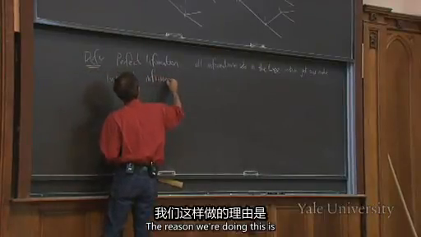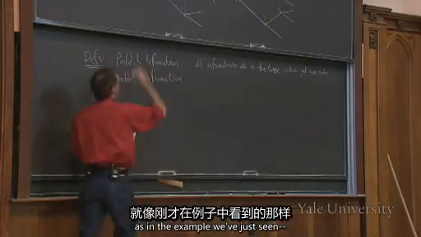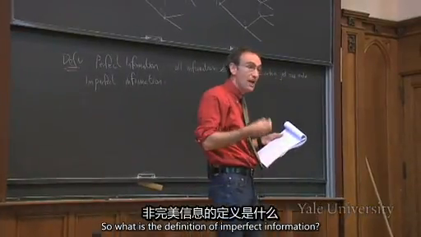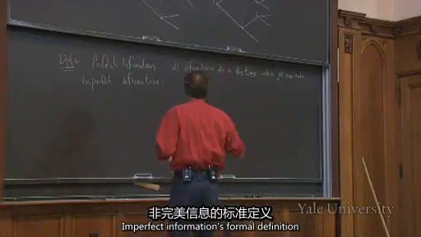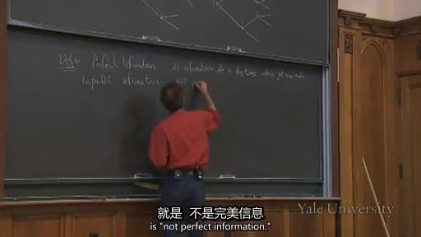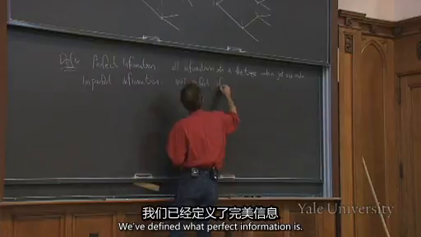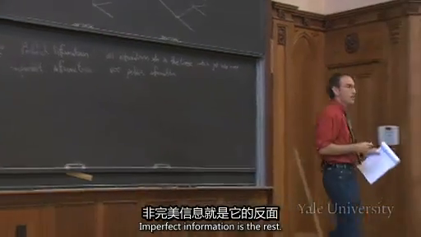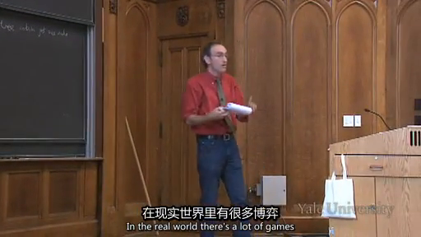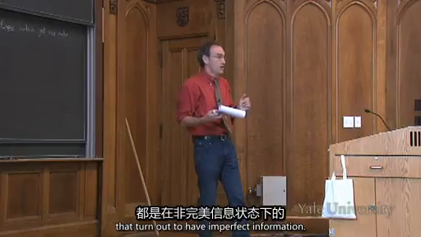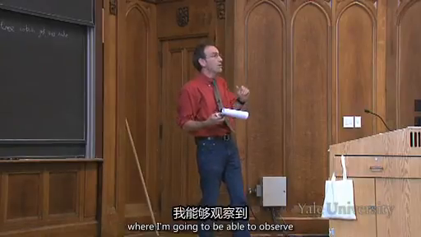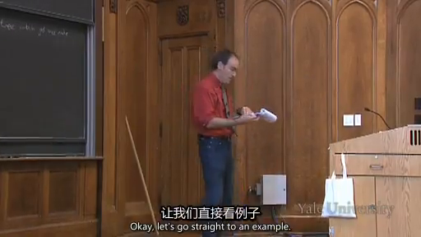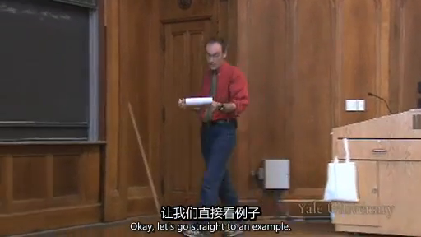Right, the reason we're doing this is because it will be interesting, as in the example we just seen, to think about games where information is not perfect. So what is the definition of imperfect information? Imperfect information, formal definition is not perfect information. All right, we've defined what perfect information is. Imperfect information is the rest. All right, in the real world, there's a lot of games that turn out to have imperfect information. There's lots of strategic situations where I'm going to be able to observe some things that you've done, but other things I won't know quite what you've done. All right. Okay, let's go straight to an example.